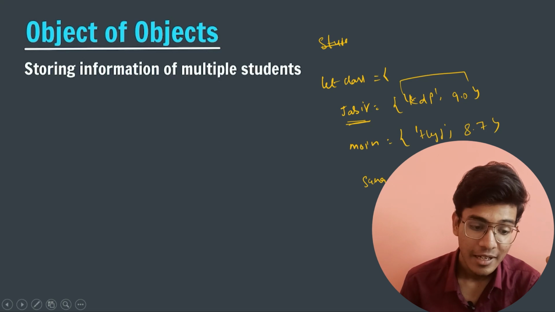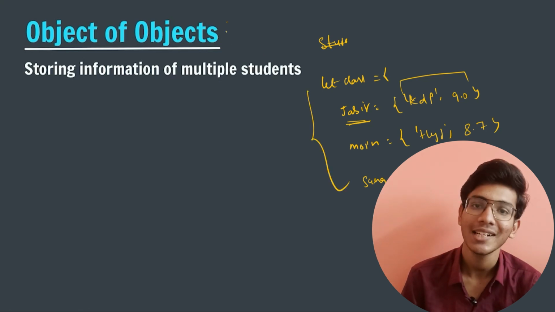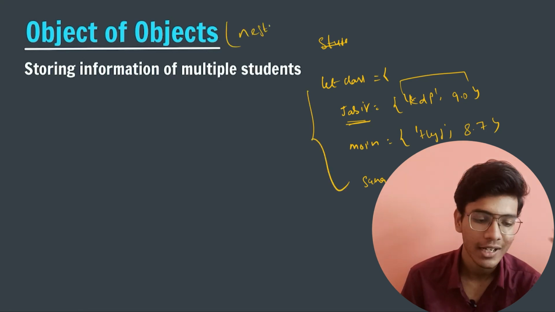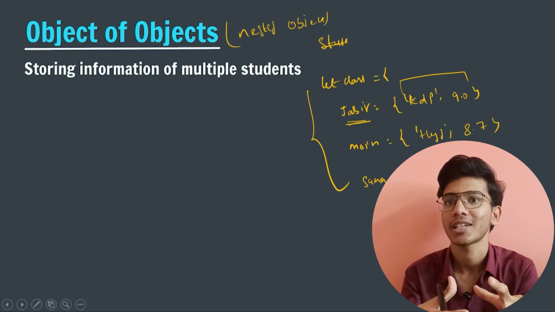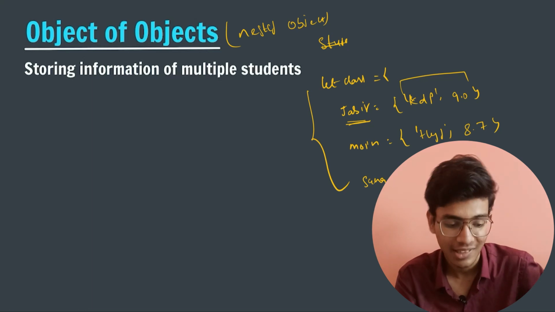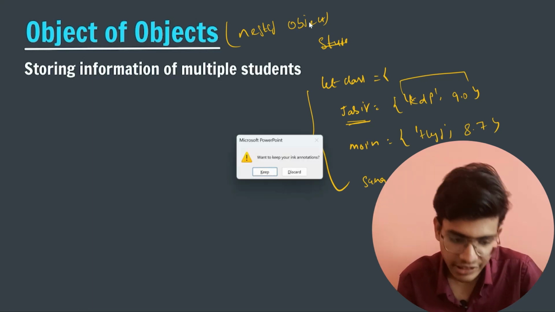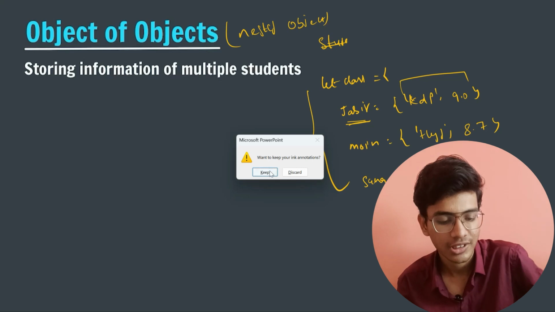So this thing we call it as objects of objects, or I can also call it as nested objects. So writing objects inside an object is known as nested objects. Let us try to print this thing and let us see what the output of this thing will be.